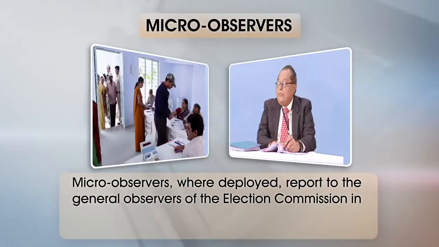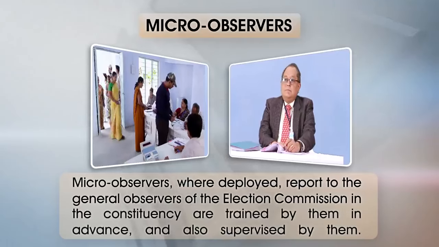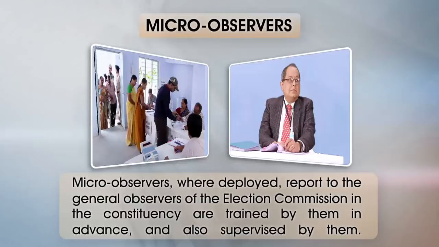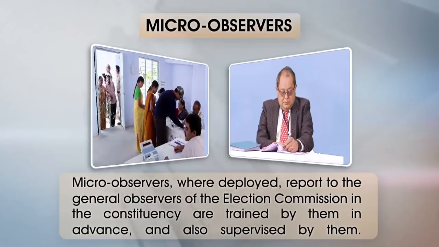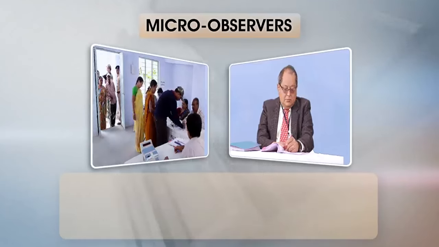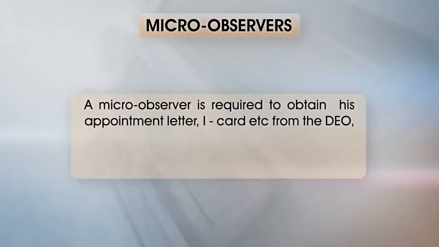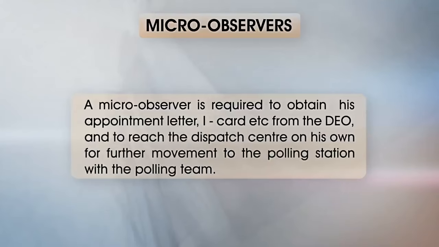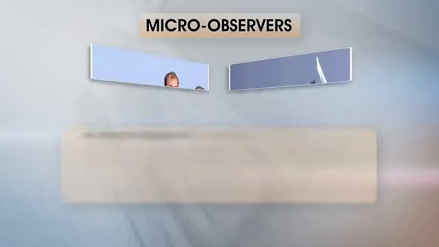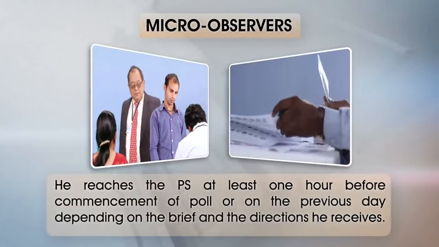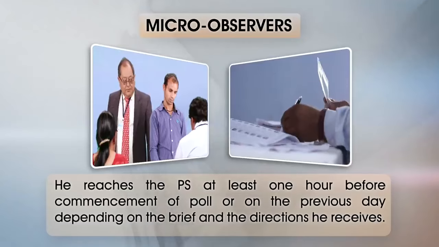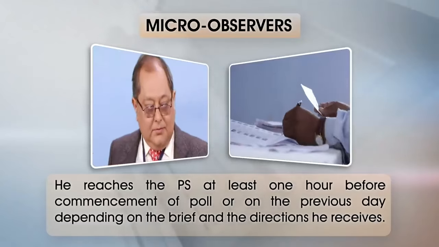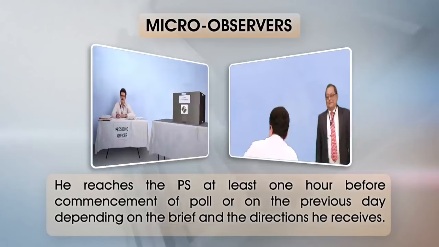Micro-observers, where deployed, report to the general observers of the Election Commission in the constituency, are trained by them in advance and also supervised by them. A micro-observer is required to obtain his appointment letter, I-card, etc. from the DEO and to reach the dispatch center on his own for further movement to the polling station with the polling team. He reaches the PS at least 1 hour before commencement of poll or on the previous day, depending on the brief and the directions he receives.